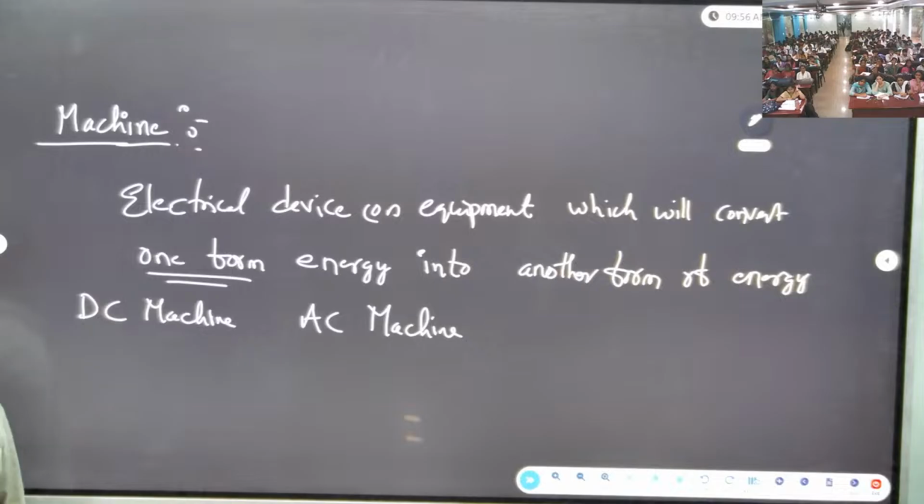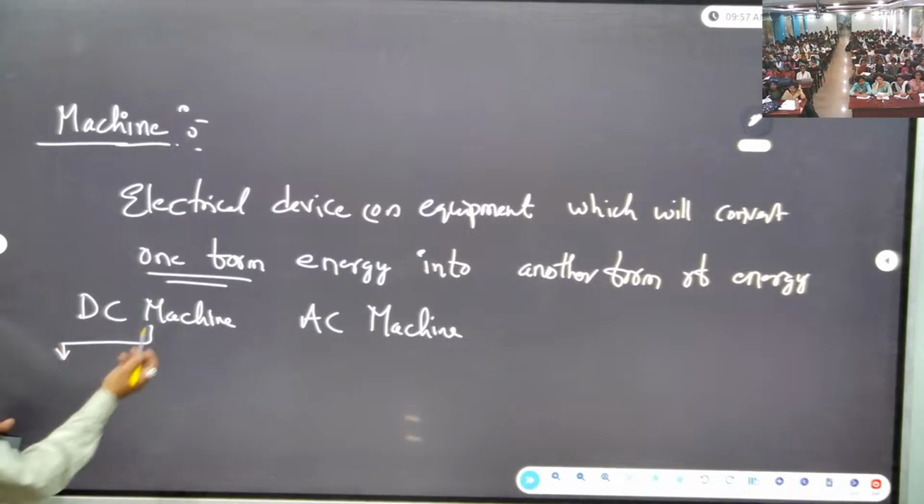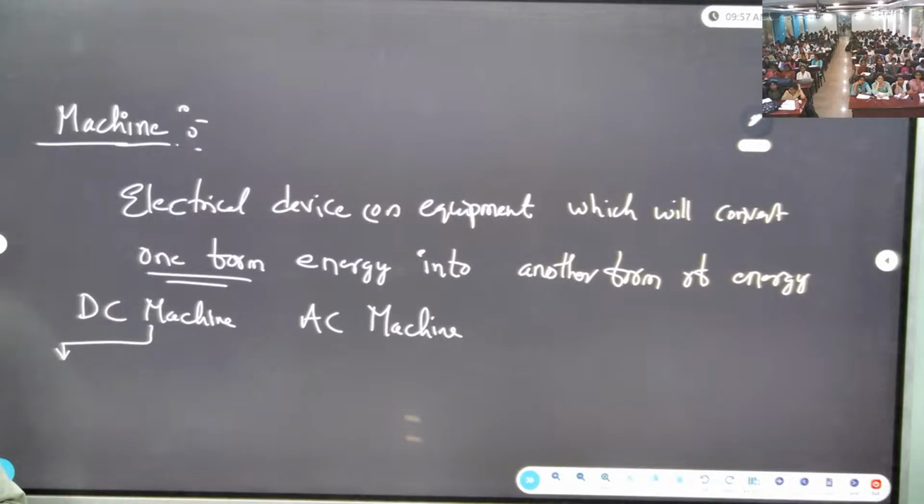So DC machine is nothing but one which has DC power. AC machine is nothing but one which has AC power. Now here I am saying one form of energy into another form of energy. There are two types of energies: electrical energy and mechanical energy. So the first one is DC generator.